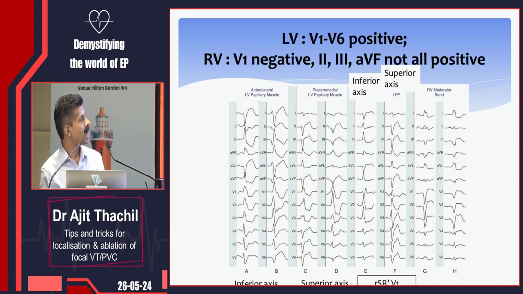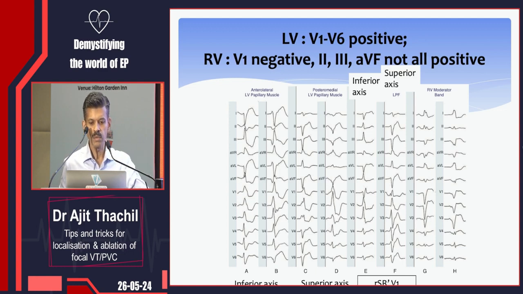Within the left ventricle, we have the anterolateral papillary muscle and the anterolateral fascicle. They are close to each other. The axis will be aligned towards lead 3. That's all you need to understand. Here the axis is aligned towards lead 3. Whereas if it's a posteromedial papillary muscle or the posteromedial fascicle, the axis will be superior.